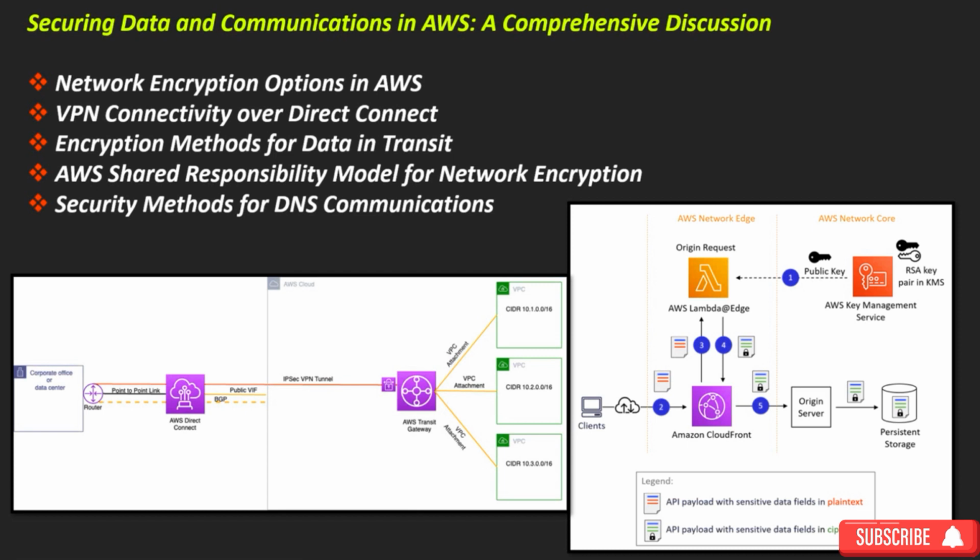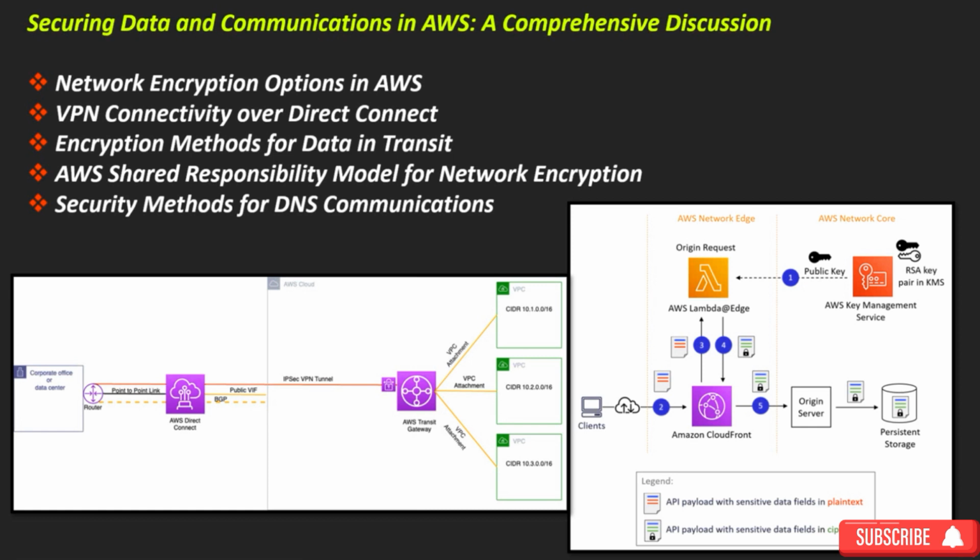The final will be security methods for DNS communications. The Domain Name System is a very critical component of our network communication, translating user-friendly domain names into IP addresses. To enhance the security of our DNS communications, DNS Security Extensions can be employed here. As I told, AWS provides support for DNS Security Extensions, ensuring the integrity of DNS data and protecting against malicious activities such as DNS spoofing.